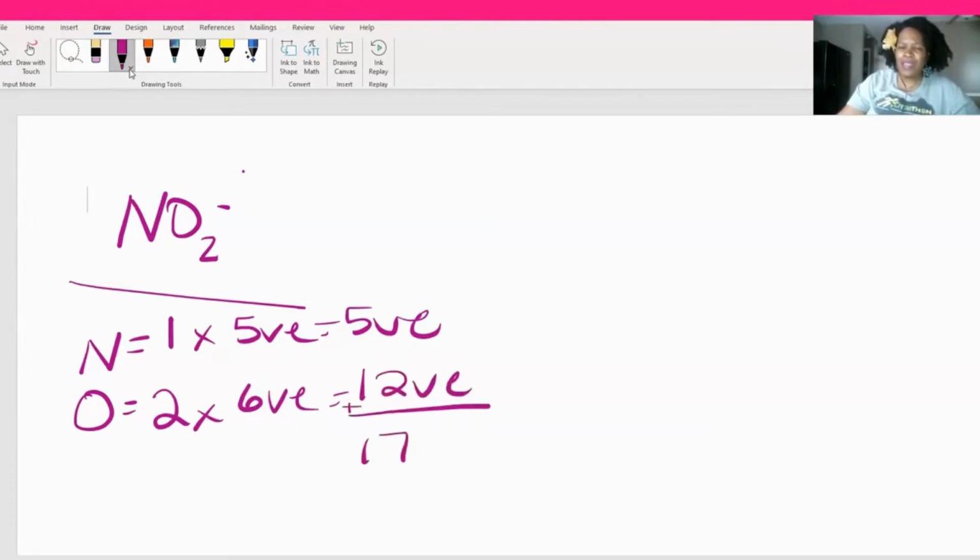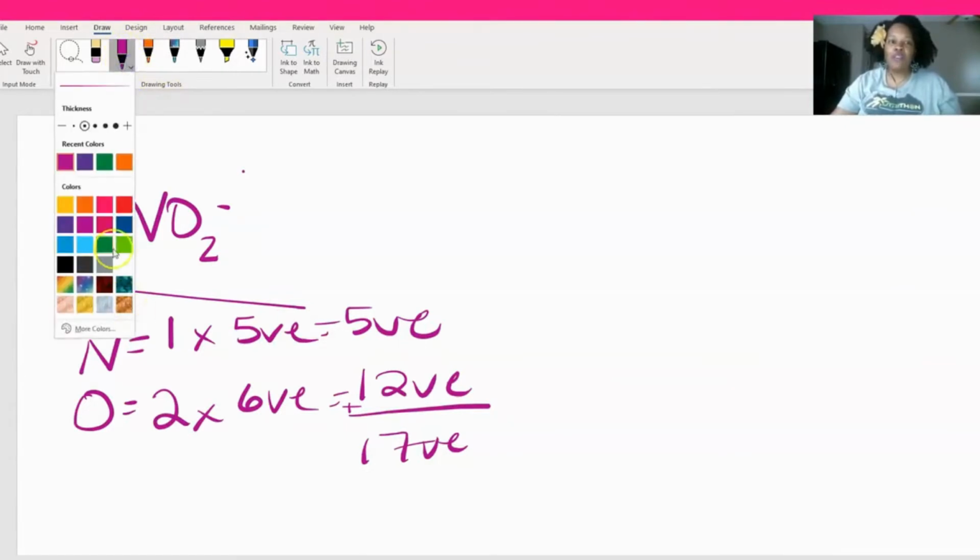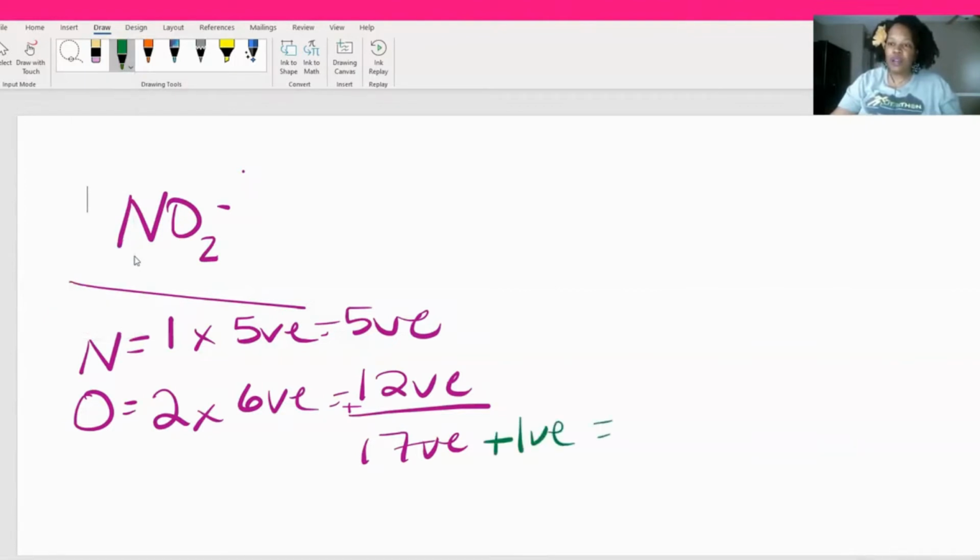Now when we add these up, we get 17 valence electrons, but remember, we've got to deal with that -1 charge, because what we don't want are odd numbers. 17 is an odd number. Y'all remember that from your math class back in the day, okay? Now, I'm going to add to that +1, because remember, in chemistry, when it's negative, we add. So we're going to add +1 valence electron, and we get 18 total. Now, let's go ahead and draw our structure, okay? We need to draw the structure out.